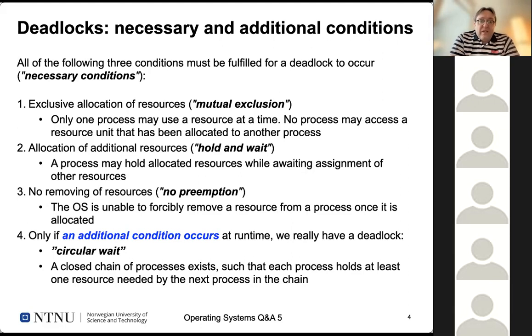Now, these are necessary conditions for a deadlock to occur, but only if a fourth, additional condition occurs at runtime does this really lead to a deadlock. And this is circular waiting, which is maybe a bit difficult to understand at first. Circular waiting means we have a chain of processes where one process waits for something the other process has to release, and vice versa. Essentially, none of the processes can continue until the other one releases something, and since both are blocked, both are unable to release the resource the other one is waiting for.